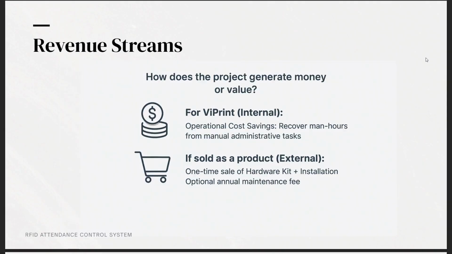Revenue streams. How does the project generate money or value? For Viprint, operational cost savings, recovering man-hours from manual administrative tasks. If sold as a product, a one-time sale of a hardware kit plus installation, with an optional annual maintenance fee.